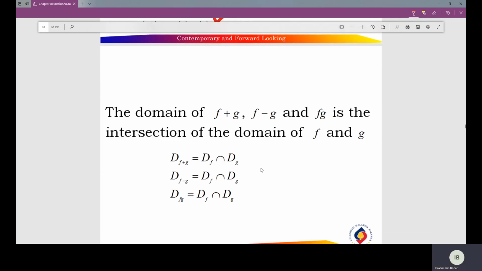Okay, and then you find the domain of the sum of two functions. Domain of f plus g equals the domain of f intersect domain of g. Okay, you find the intersection between the two domains, and the same for f minus g and the product of two functions.